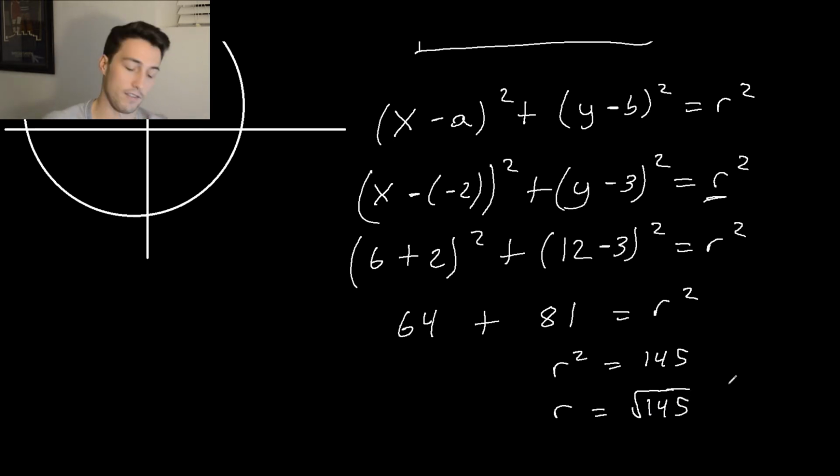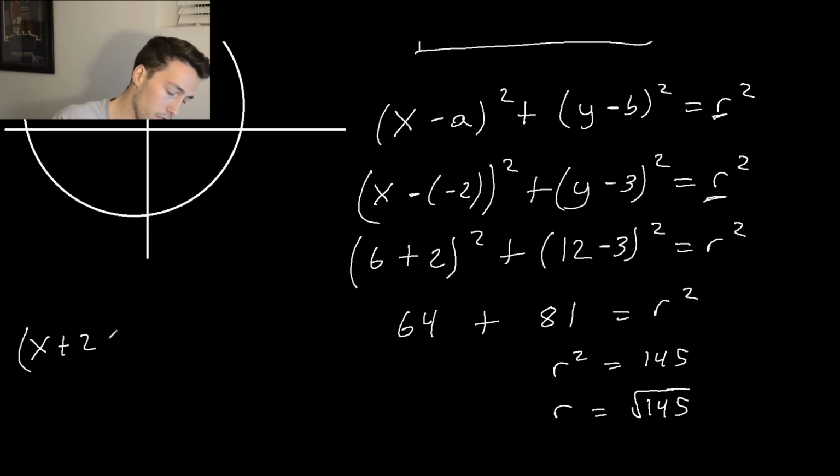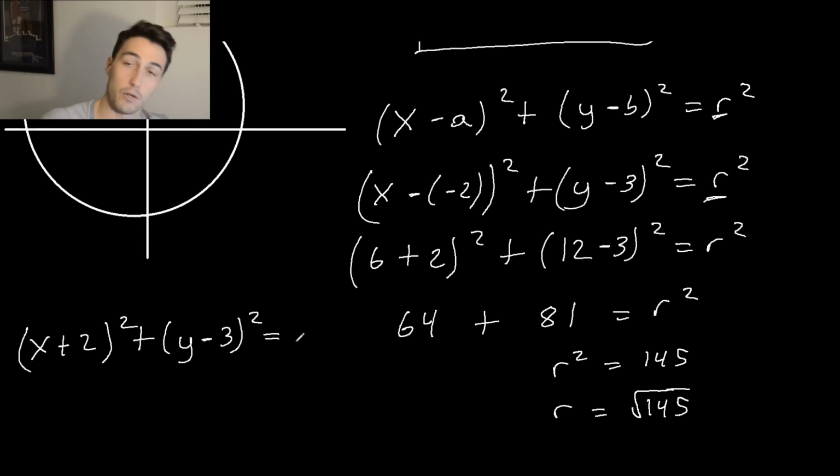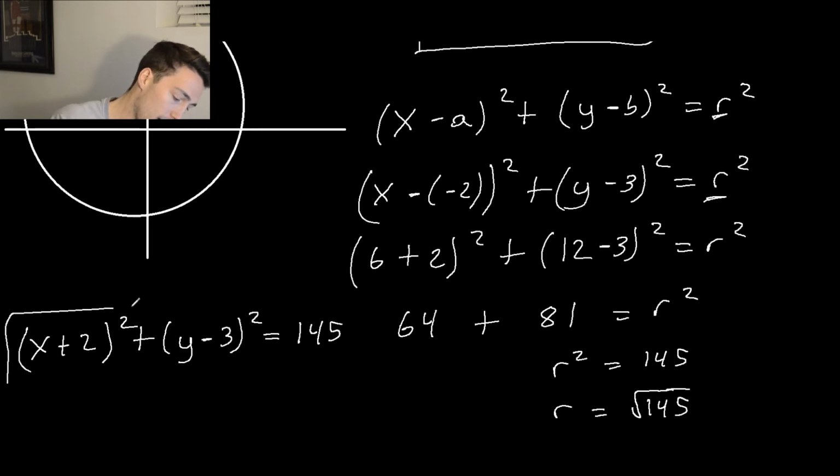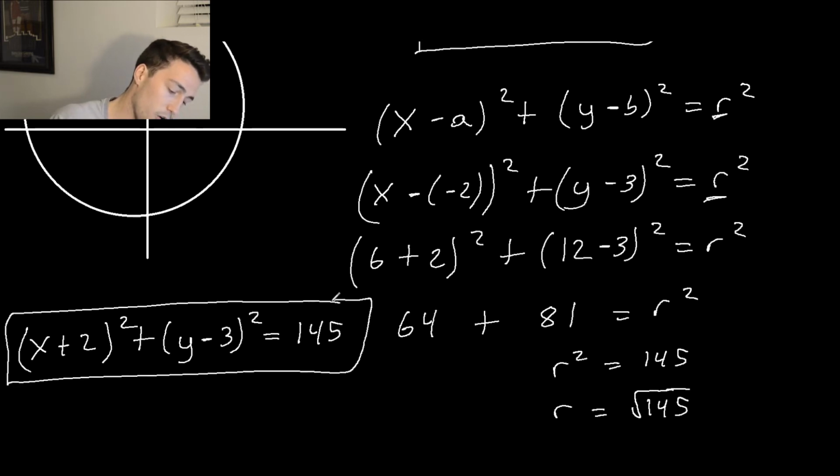Now, this is a crucial part where we have to rewrite the equation with this r value. We can write x minus -2, so it's going to be (x + 2)², plus (y - 3)², is equal to r², and our radius is the square root of 145. If we take the square root of 145 and square it, that's going to equal 145. So we can now say this is our equation of the circle for question 2.